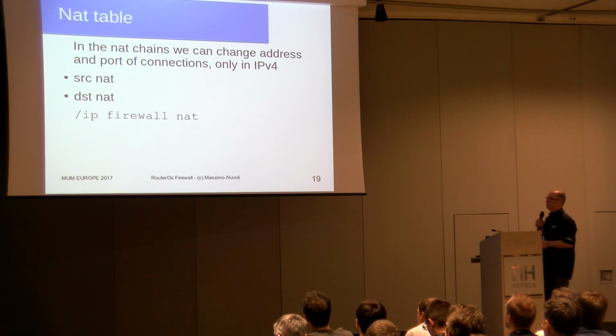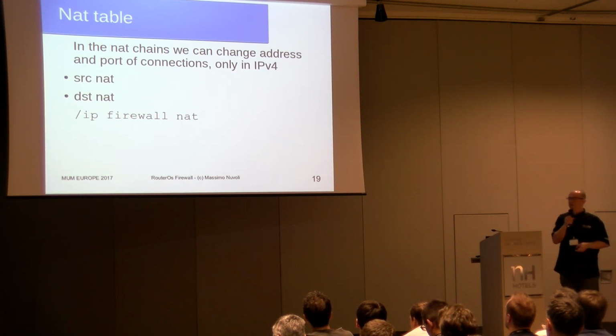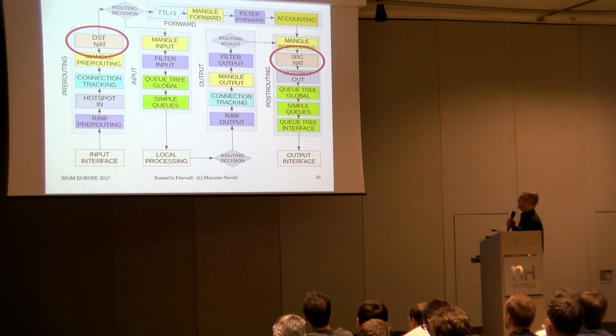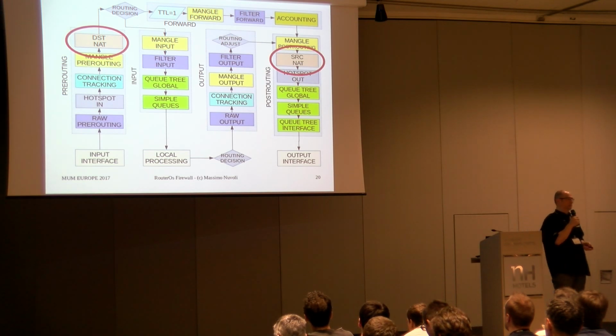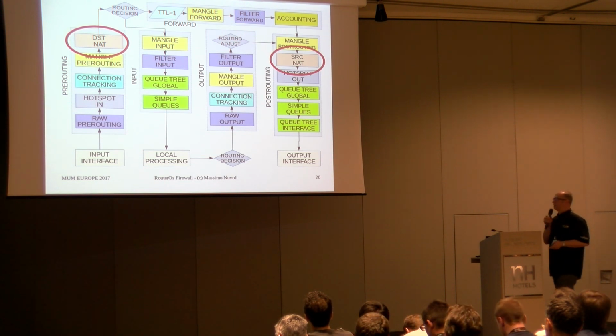Then we have NAT. NAT means network address translation, and most important, it is only for IPv4. In IPv6, there is actually no NAT. NAT is done at this point and this point: at the end of the input interface, in the pre-routing, and at the start, after the mangle, of the post-routing. In NAT, we can change destination address, source address, destination ports, source ports. All things about addresses are done at the NAT level.